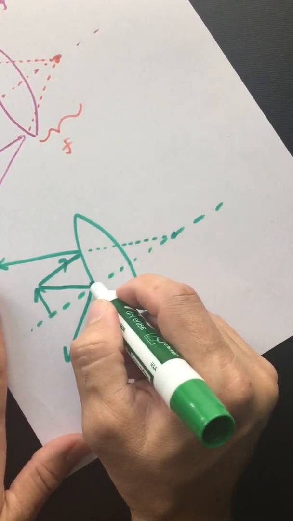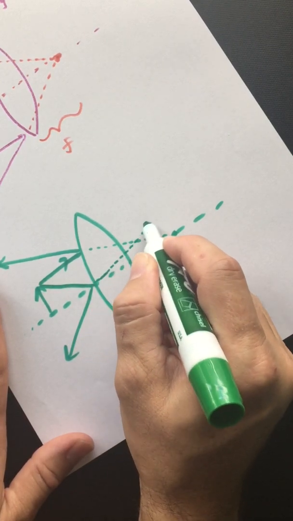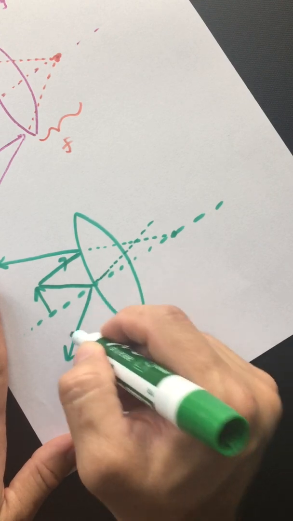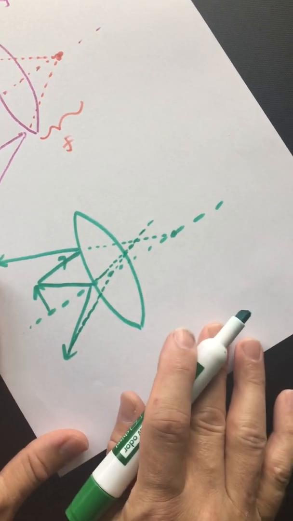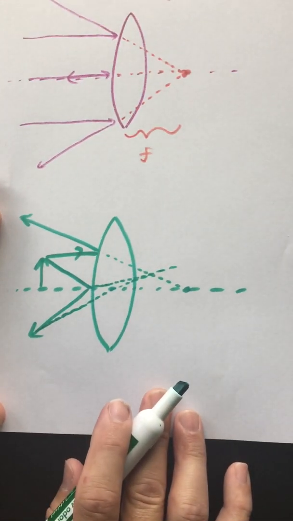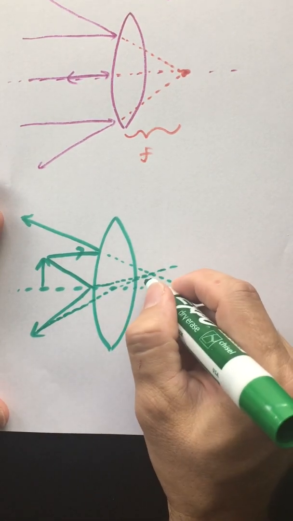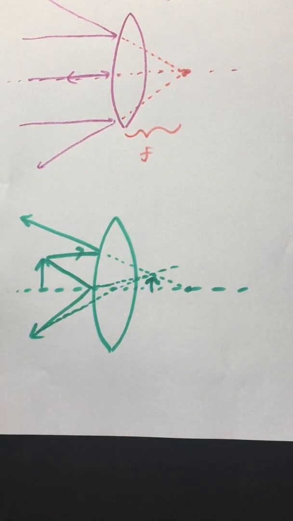So let me just kind of cheat. This ray and this ray are supposed to be the same ray, but obviously that doesn't work out very well for the purposes of my drawing. So I'm going to cheat a little bit. My apologies. But you can see the point of convergence here behind the mirror. And so what I'm going to get here is an image that looks like that.